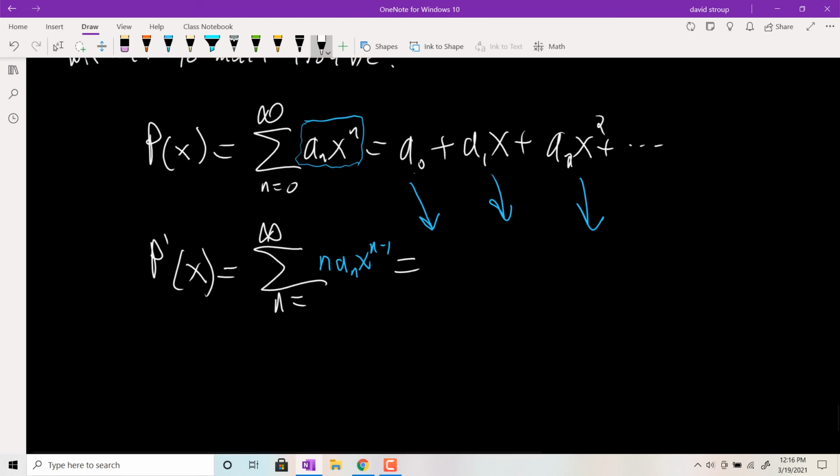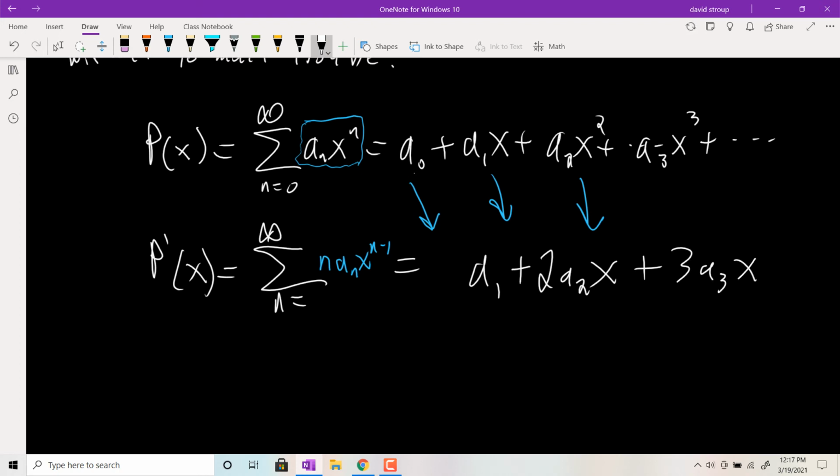The derivative of a sub 0 is just 0, so I'm not going to write that. The derivative of a sub 1 x is a sub 1, plus the derivative of a sub 2 x squared is 2 a sub 2 x. And we can even do one more: the derivative of a sub 3 x cubed is 3 a sub 3 x squared, and so on.